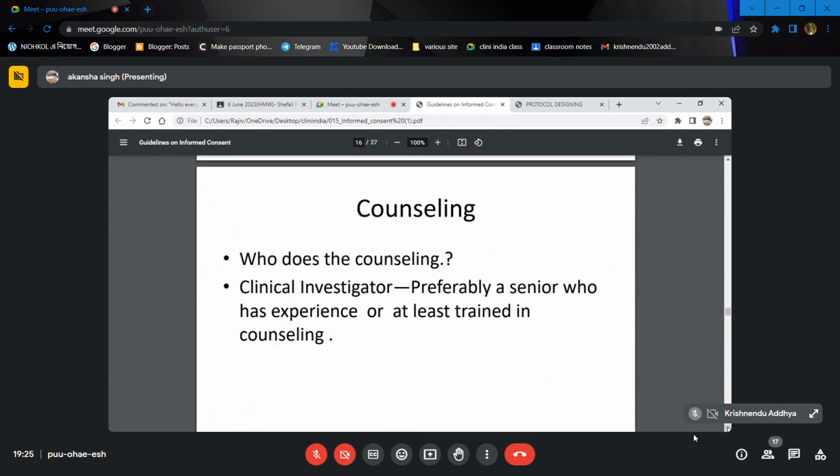Now it is the responsibility of the clinical investigator, preferably a senior or experienced person who has experience or has been trained in counseling, to counsel the subject and explain to him all the obligations with regard to the trial.